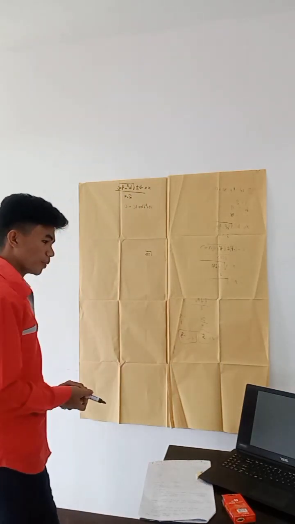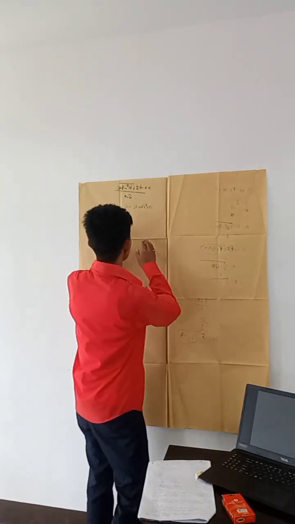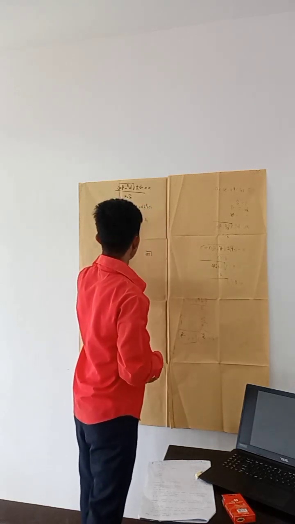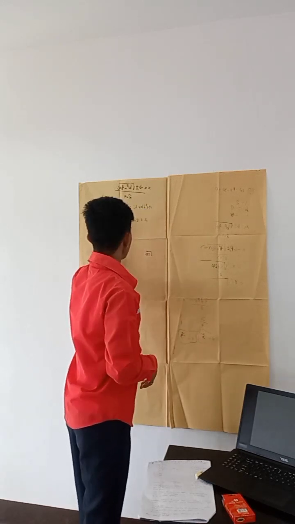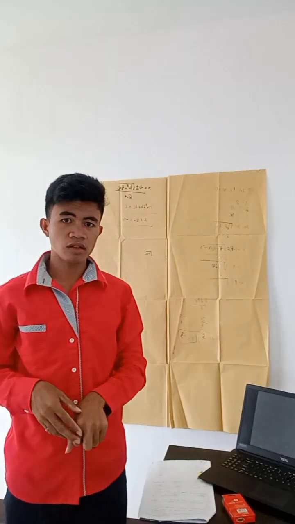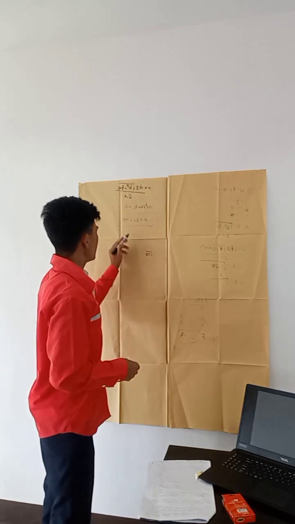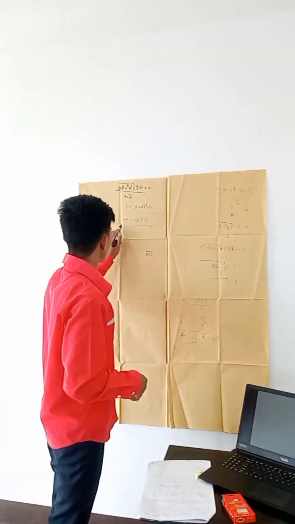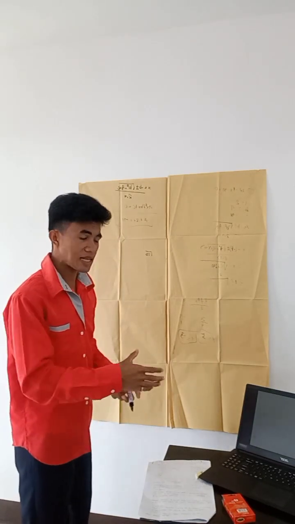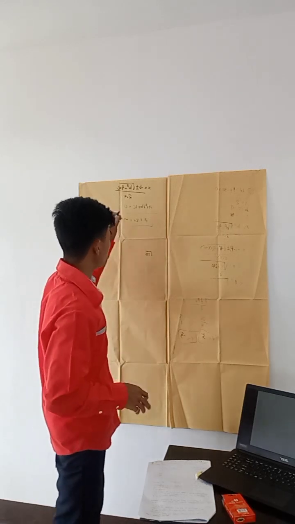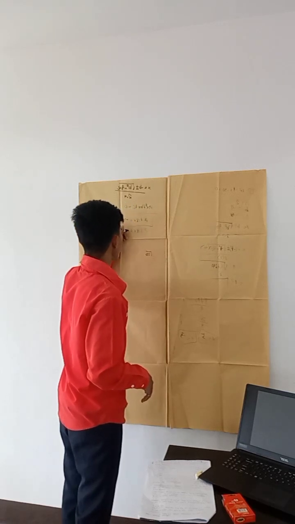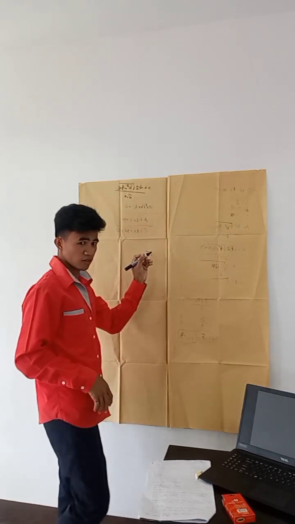Okay, let's have another example. x squared plus 12x is equal to negative 32. How are we going to solve this equation? Let's make it into standard form before we identify the values of a, b, and c. What is the standard form of this equation? x squared plus 12x plus 32 is equal to 0.